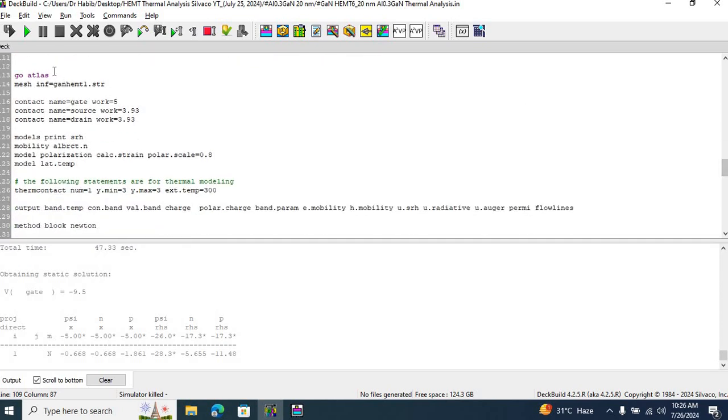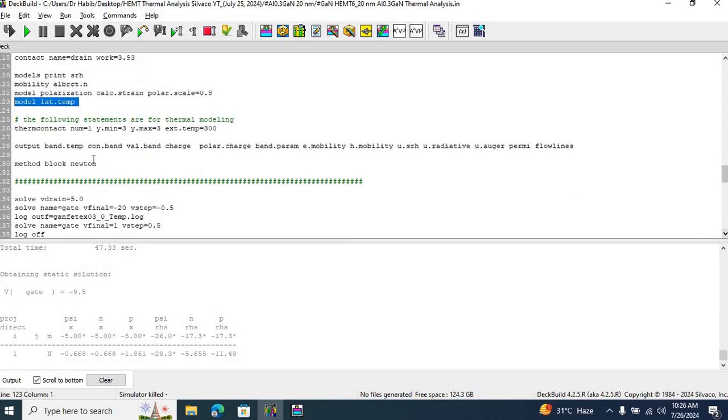So once again I start this Atlas module and I call the previously saved structure. I define the work functions. Then I introduce the models. These are the same as the previous models, but at this point I'm going to add one more model, and that model is this lat.temp model. This model over here actually enables the heat flow simulation.